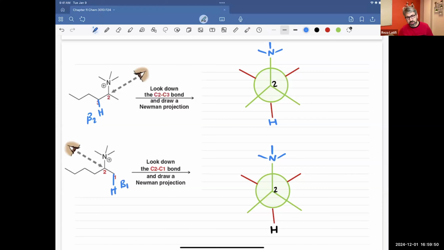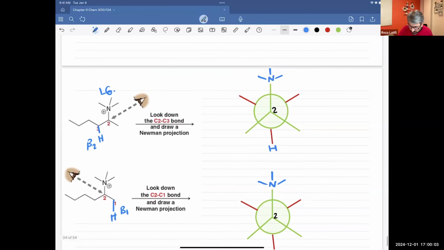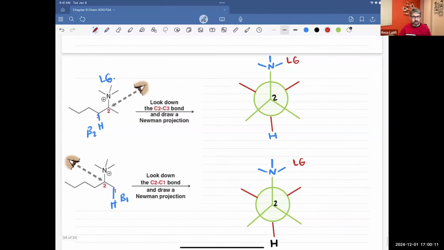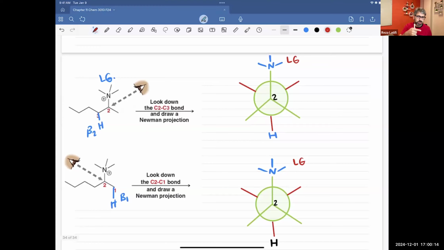I know for E2 elimination, the leaving group and hydrogen must be in anti-position. They must be 180 degrees from each other. So I'm going to put the leaving group and hydrogen 180 degrees from each other. Now, if we look through carbon number 2 to carbon number 3, on carbon number 2, we will see a leaving group, and also a methyl. Put the methyl wherever you want. So let's say I put the methyl here.